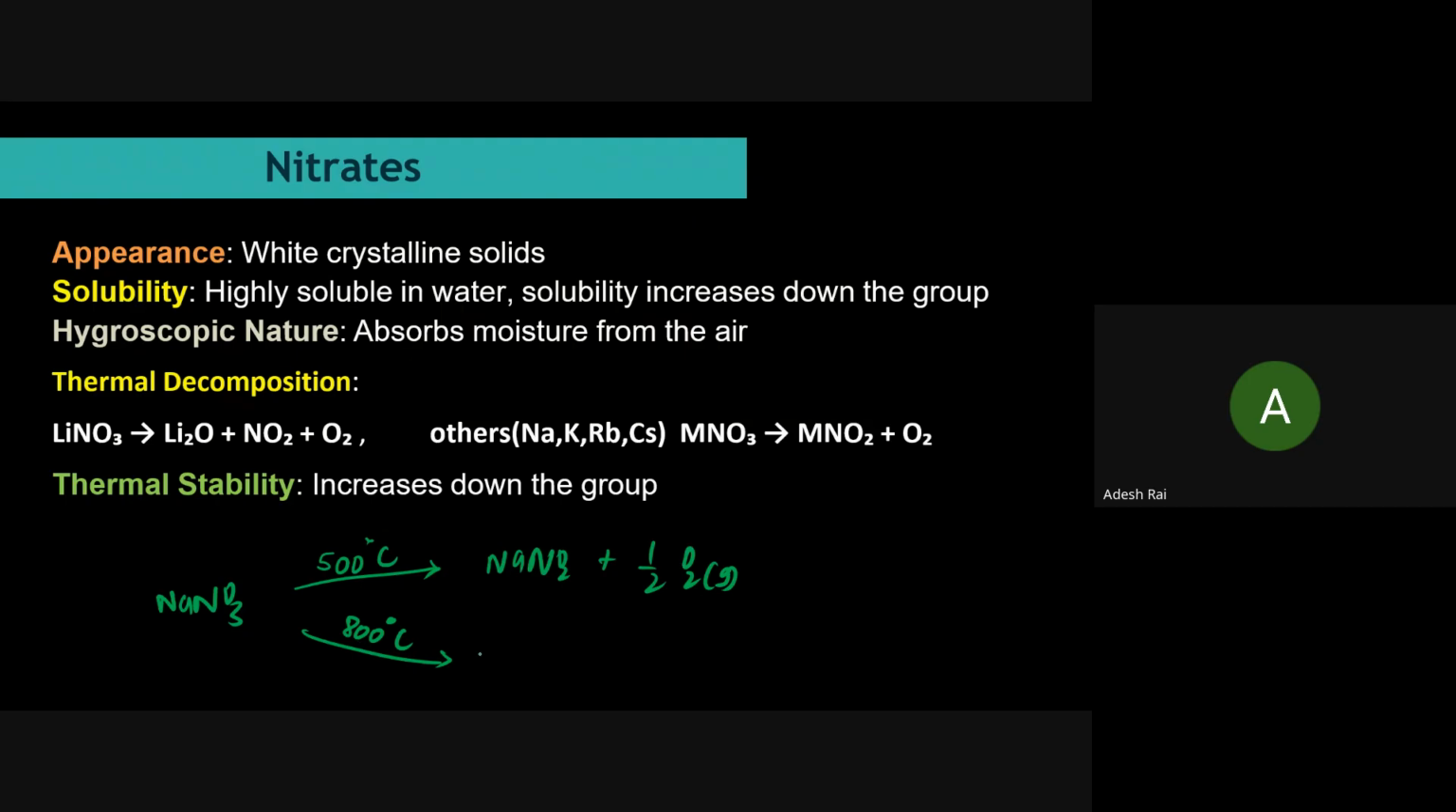But at 800 it forms Na2O solid plus N2 gas plus O2 gas. I hope it is clear to everyone. This is a very important point for nitrates: sodium nitrate will have different products according to the temperature, whereas lithium nitrate will give us Li2O, but the others will give us metal nitrite.